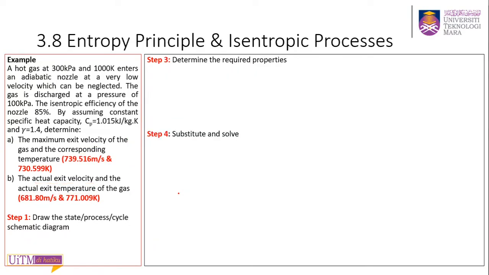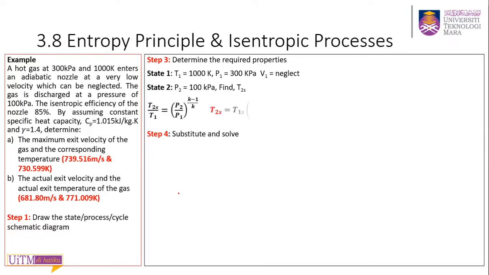For step 3, determine the required properties at each state. For state 1, since there are no properties, we can still write the given properties down. Remember that V1 here is neglected. For state 2, using the isentropic relationship equation, we can solve for the ideal temperature at state 2, T2S, which we can see here is 730.6 Kelvin. For step 4, substitute and solve using the required equation.